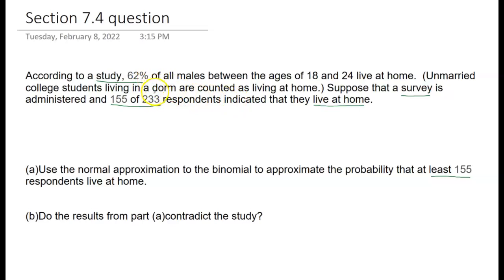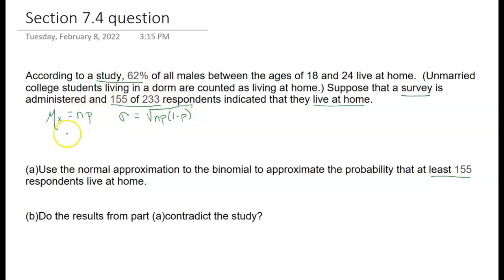Well, first of all, when you're using a normal approximation for a binomial, you have to figure out the mean, and you have to figure out the standard deviation. And so the formula for the mean is n times p, and the formula for the standard deviation is the square root of n times p times 1 minus p. So one of the things you have to figure out is which numbers to use.